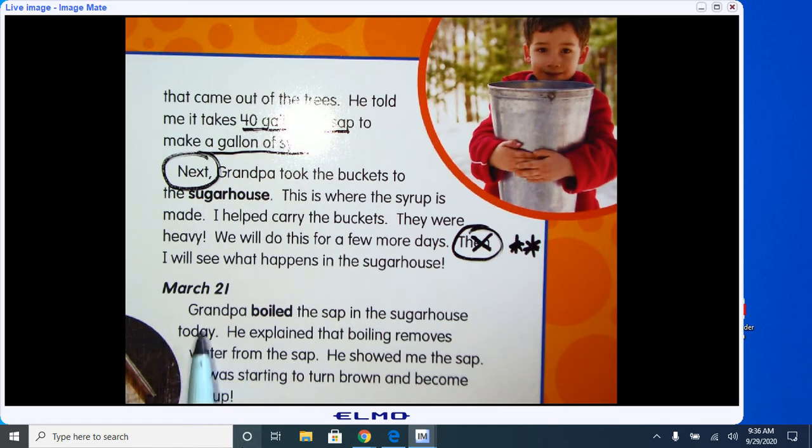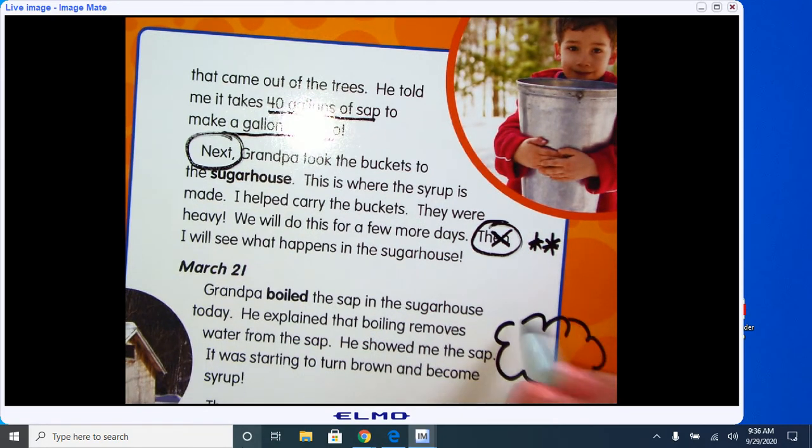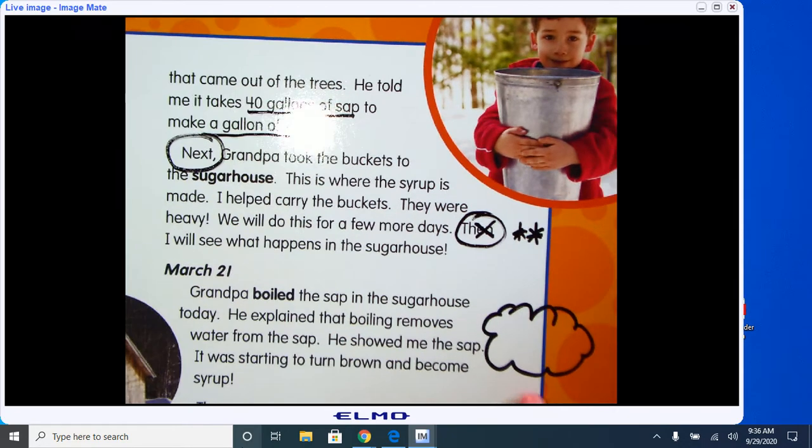March 21st. Grandpa boiled the sap in the sugar house today. He explained that the boiling removes the water from the sap. He showed me the sap. In my mind, I'm thinking about visualizing the sap being boiled in a pot.